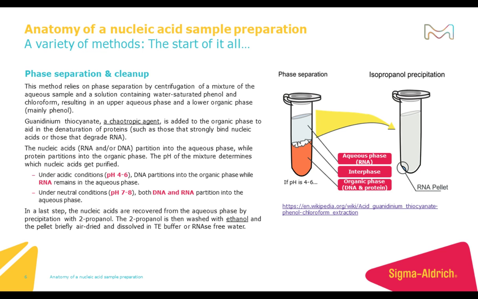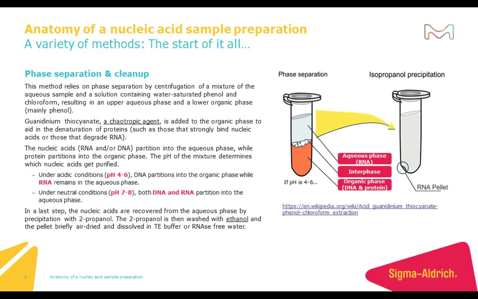One of the oldest techniques still used by scientists today for nucleic acid purification is phase separation and cleanup. This is commonly called phenol-chloroform isolation. The nucleic acids separate due to preferences of a hydrophilic environment of the aqueous phase compared to that of the organic solvent. Guanidinium thiocyanate, a chaotropic agent, is added to the organic phase to aid in the denaturation of proteins, such as those that strongly bind nucleic acids or those that degrade RNA.